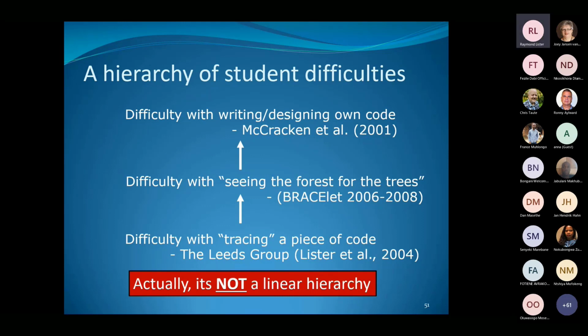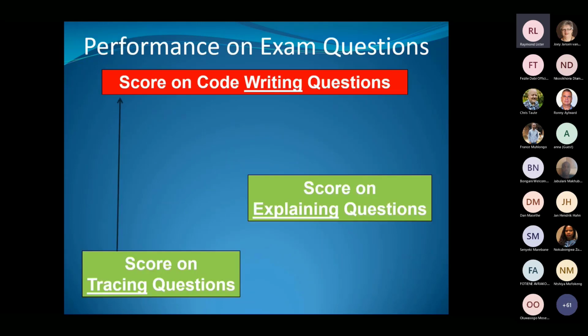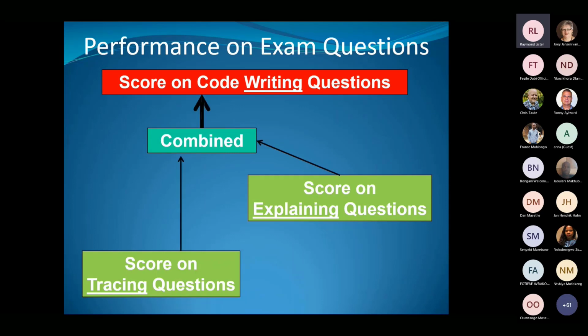Actually, it's not a linear hierarchy like I've drawn there. That was a little bit of a surprise. That was what we hypothesized: it would be a linear hierarchy. It turned out it was a little bit more complicated than that, and it won't take long to explain. If you look at a student's score on tracing questions and their score on writing, there's actually quite a weak correlation. And equally, if you look at just the score on explaining questions and writing questions, it's a weak correlation. It's the combination of the two that turned out to be the really strong indication of performance in writing. You need both skills. You need tracing and explaining to do the writing.